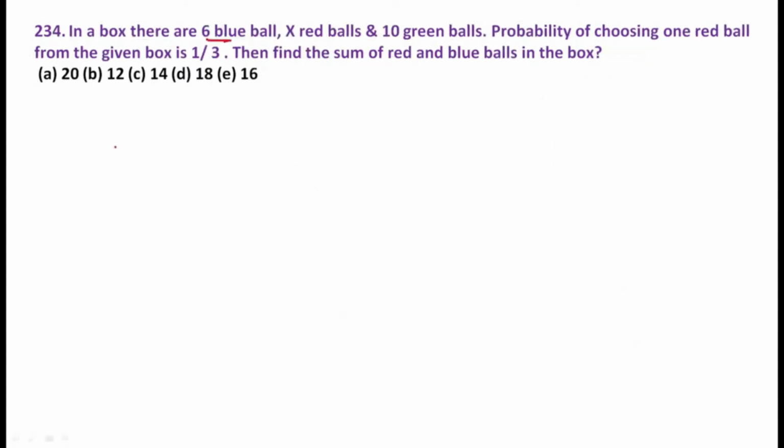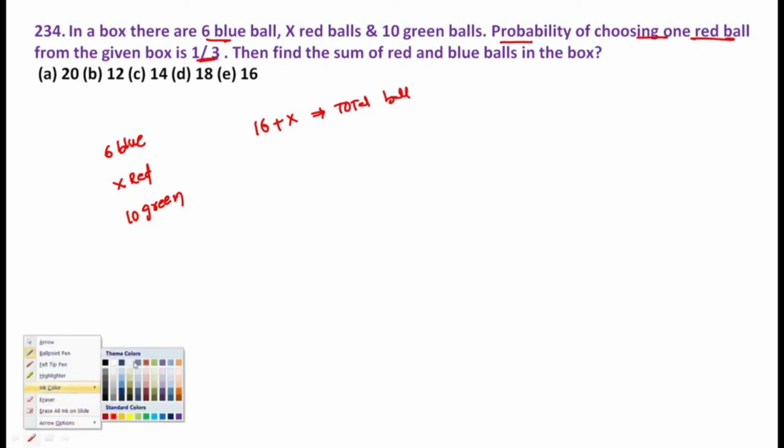In a box, there are 6 blue balls, X red balls, and 10 green balls. So the total number of balls is 16 plus X. Now the probability of choosing one red ball from the given box is 1 by 3. So they have given us direct information.